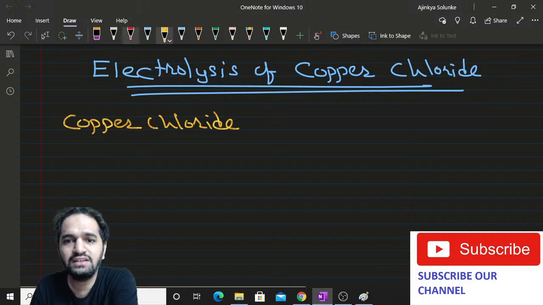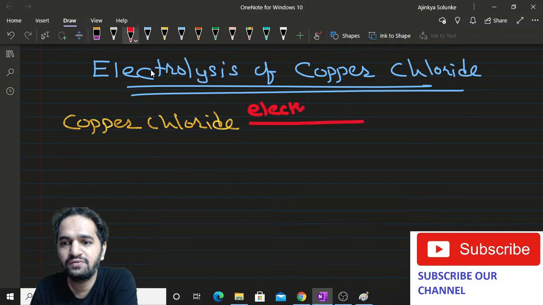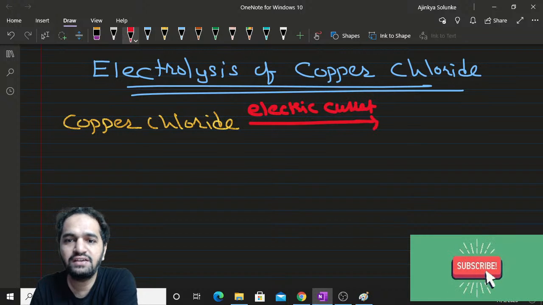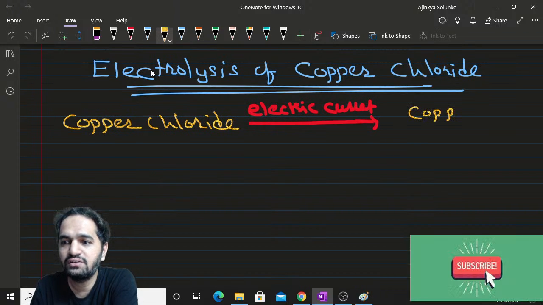Can I write down something like this? Copper chloride, when electric current is passed through it. So what are we getting? We are getting copper and chlorine gas.